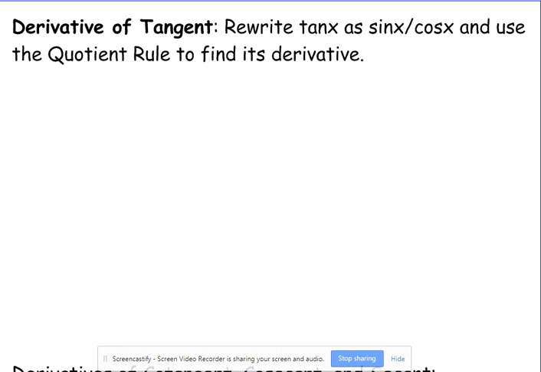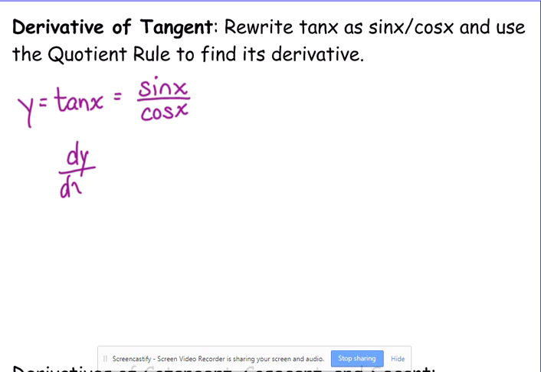So we're going to start by just rewriting it as sine over cosine. We're not going to use the limit definition. We're just going to rewrite tangent as sine over cosine. So we're going to say y equals tangent of x, which equals sine over cosine. So the derivative of that, dy over dx, is going to be the quotient rule.